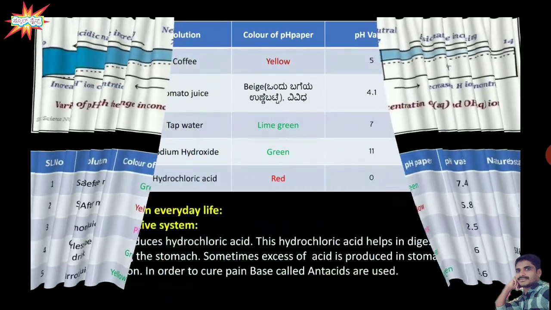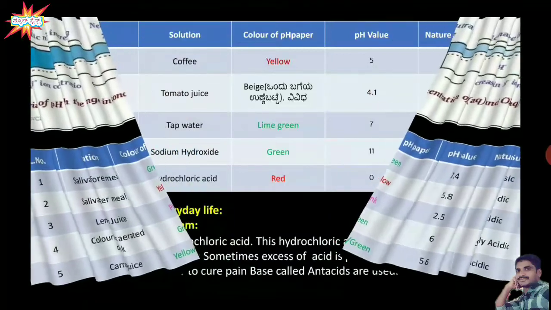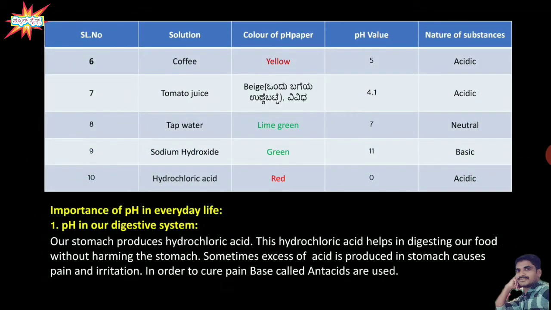Next, some more examples I have given here: coffee, tomato juice, tap water, sodium hydroxide, hydrochloric acid. Coffee: the color of the pH paper is yellow, pH value is 5, which means it is an acid. The nature of the substance is acidic, because less than 7 is acid, and more than 7 is basic.